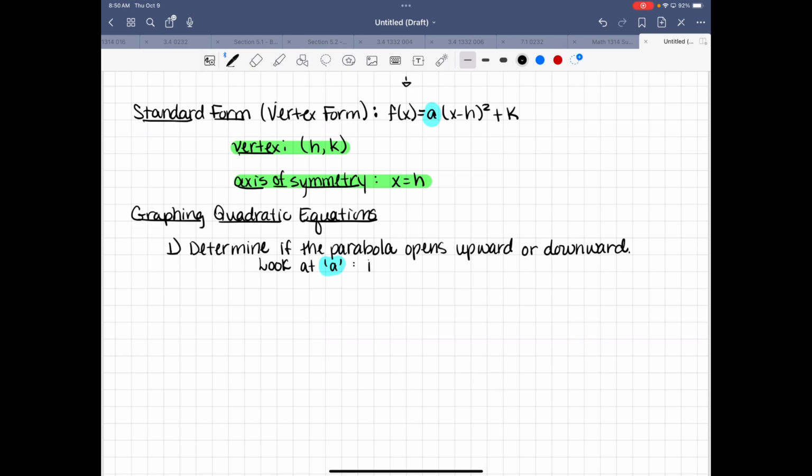Okay. If a is positive, so greater than 0, it will open upward. If a is negative, it will open downward. Pretty simple. You look at it and you go, okay, I know that graph's going to open upward or it's going to open downward.